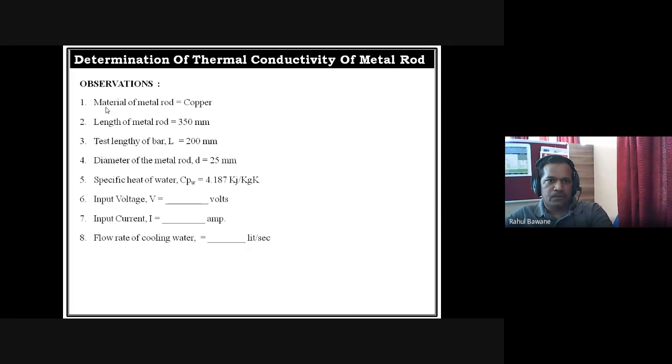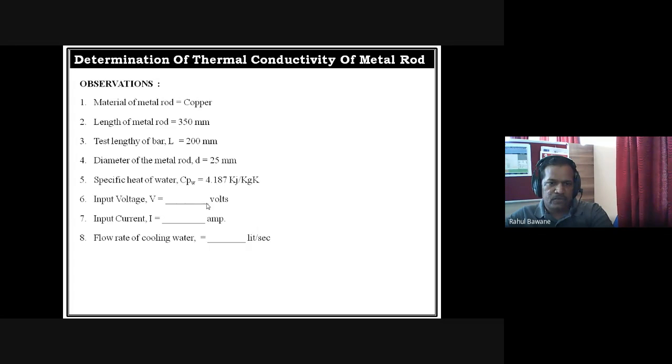Observations. The material is copper, so there is a copper rod. The total length of the rod is 350 mm, but our test length is 200 mm. Why 200? Because one end is inserted into the heater and the second end is inserted into the cooling path. So the test length is 200 mm. The diameter of the metal rod is 25 mm. The specific heat of water is given as 4.187 kilojoule per kg Kelvin.